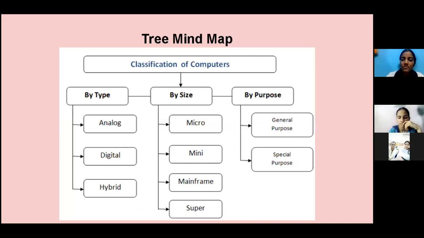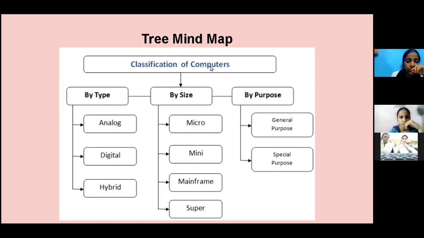Tree mind map. Now this I've taken on computers only. When we do classification of computers, it is by type, by size, by purpose, right? I think you all are familiar. ICSE also, because we do it by size, not by type. In 5th and 6th standard, we have by size. So we have micro, mini, mainframe, super, all these things we are also covering.